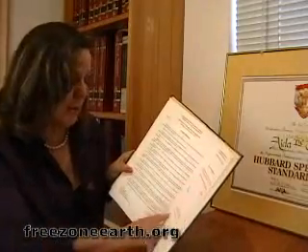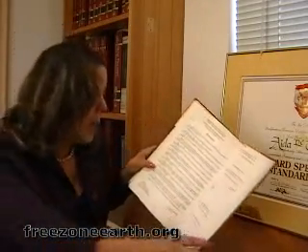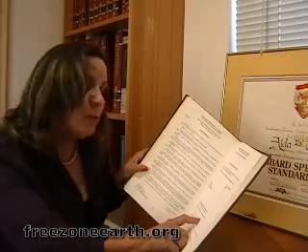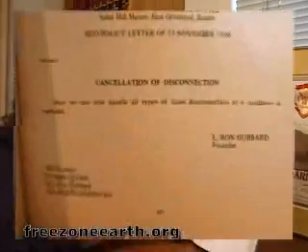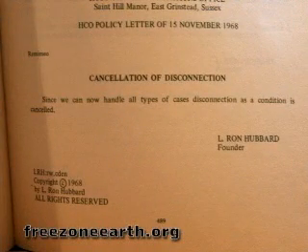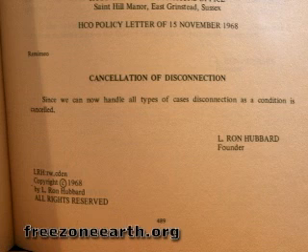Here's a policy called Cancellation of Fair Game and Cancellation of Disconnection. HCOPL of 15 November 1968. Cancellation of Disconnection. I want to show this one. Okay, there's a reason why. Because I know of the practice of declaring people fair game. No, read this one. This is the one I want. Cancellation of Disconnection. Since we can now handle all types of cases, disconnection as a condition is canceled.